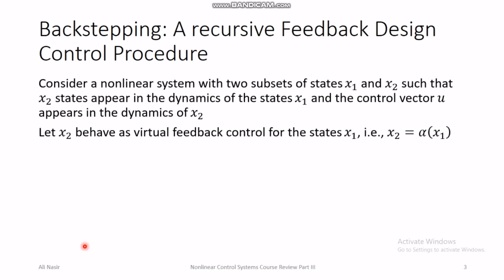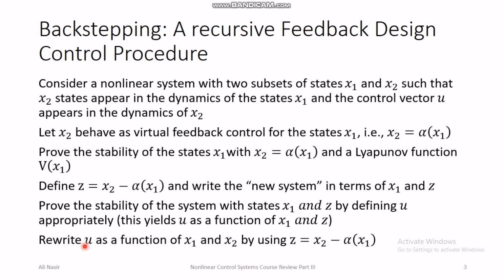Then we discussed the backstepping control design, where we have two parts of the state variables. The first part we used to define a virtual control law, and we use the virtual control law to stabilize half of the system. Then we stabilize the remaining half of the system using this newly defined error state variable and the original first part of the state variables. And then we complete the design.